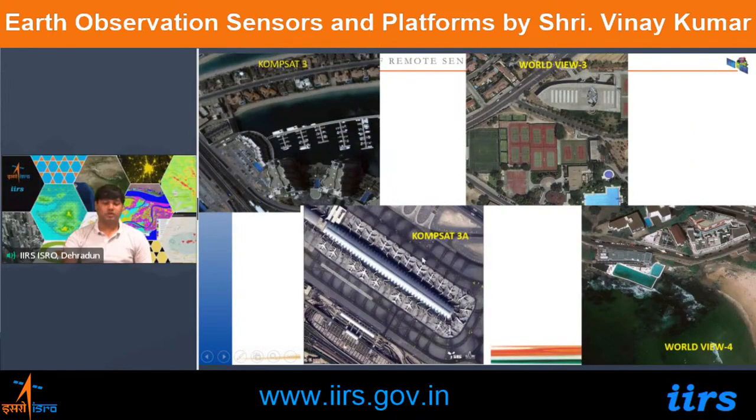Now coming to the KOMPSAT 3 and 3A images. So these are high resolution images, and WorldView 3 and 4 images. You can see how individual cars and the color of the cars are visible from space.